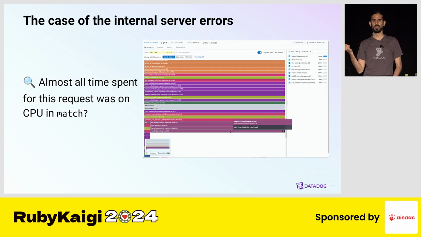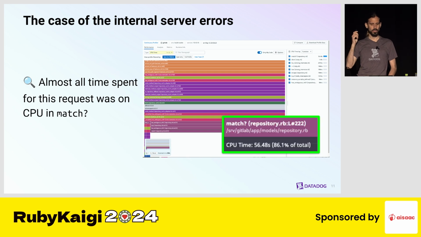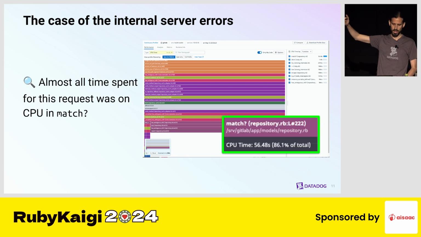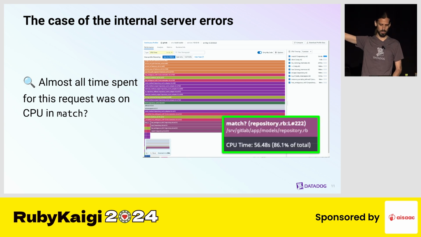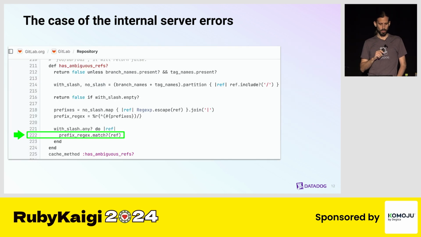And when I looked at the profiler, I saw that most of the time was being spent on this method: line 222, repository.rb in GitLab, match. And I'm like, okay, let's look at the code. Let's try to understand what's going on. So that's the magic line. But let me try to walk you through what this method is doing.